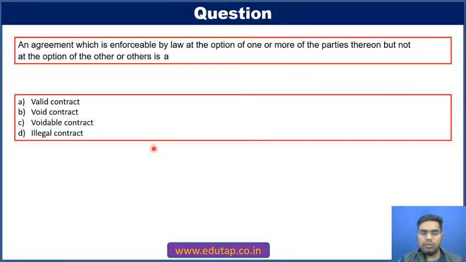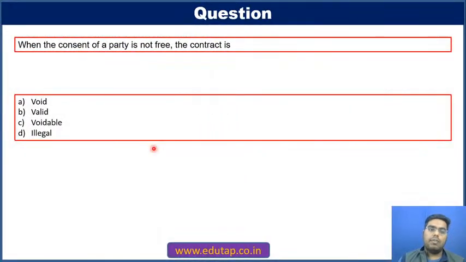Anuradha, is it clear to you? Most of the students are saying it is voidable. Yes, the correct answer is C, voidable. Next: when the consent of a party is not free, the contract is dash: void, valid, voidable, illegal.